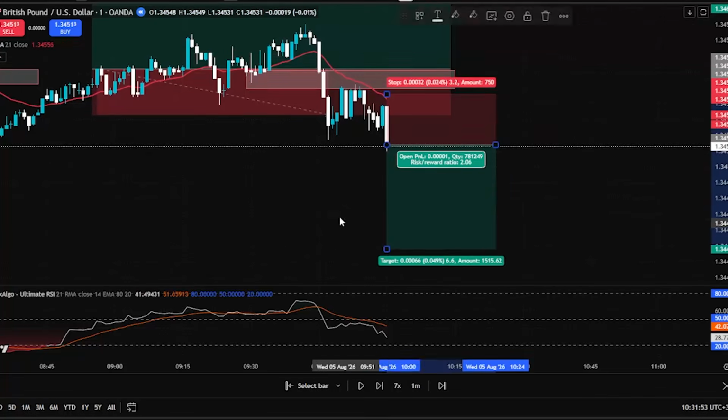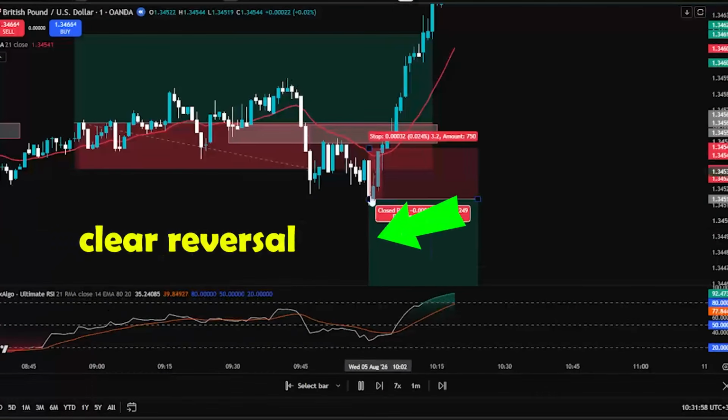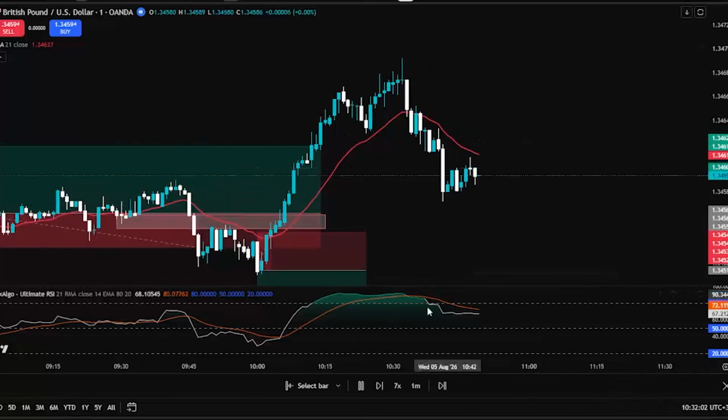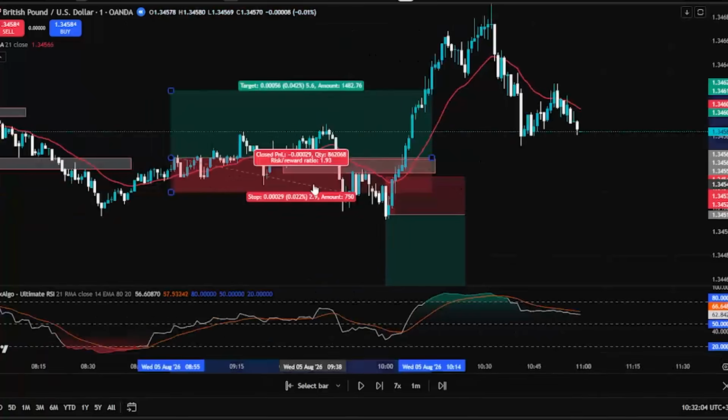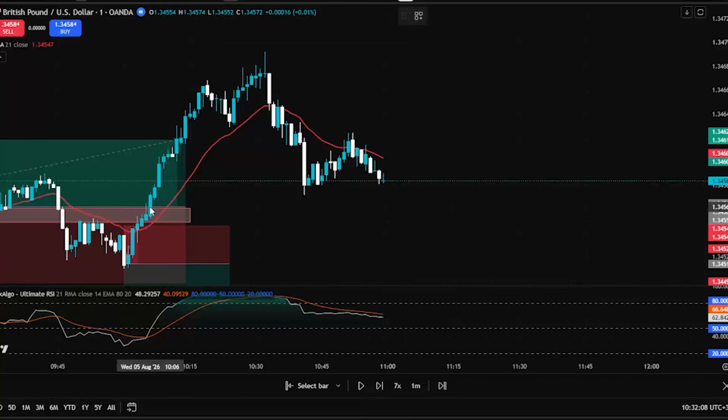And remember the important point I mentioned earlier. This strategy works better when the market has clear movement and momentum. During sideways and choppy conditions, even good indicators can create weaker signals. So always pay attention to the market environment before taking any trade.